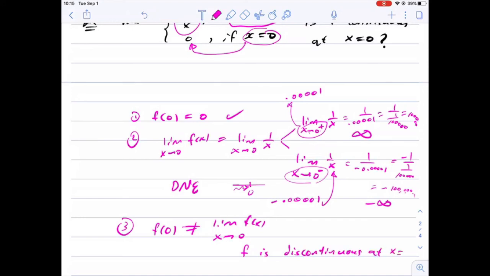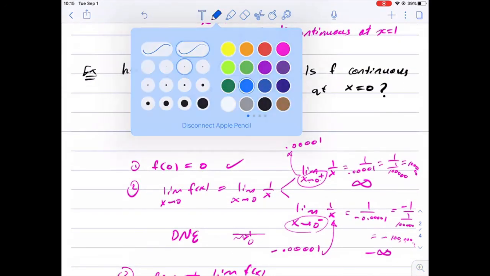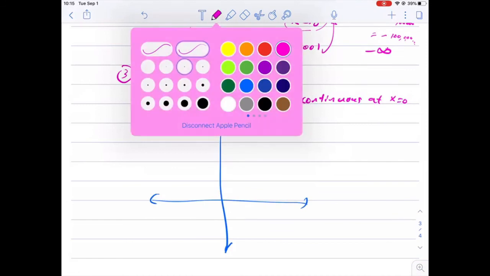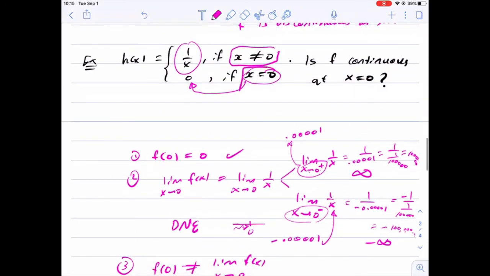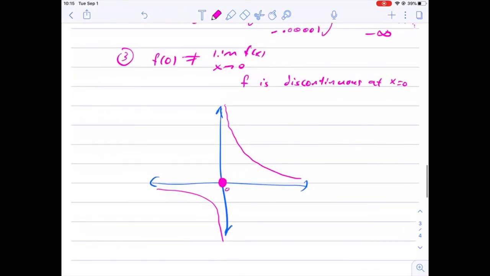at x equals 0. If you want me to visualize this function by graphing it, the function is 1 over x. 1 over x looks like this, 2 pieces, when x is not equal to 0. But what if x equals 0? If x equals 0, then the value is 0. So at 0, we have 0 here. So the function here is discontinuous, actually, by just looking at the graph.